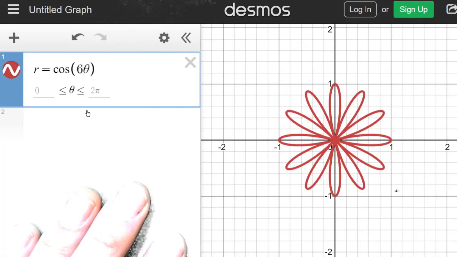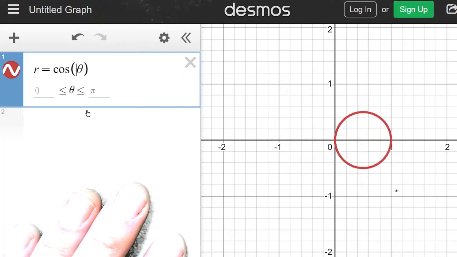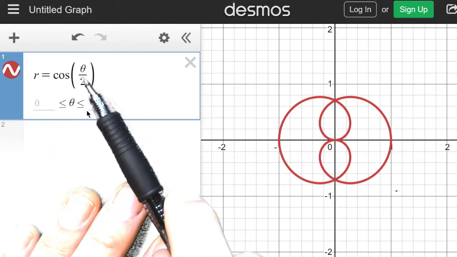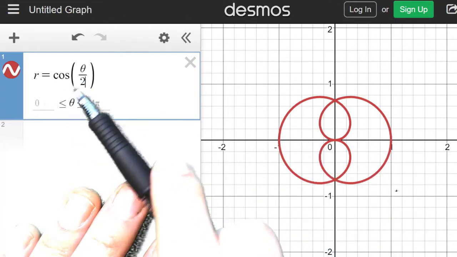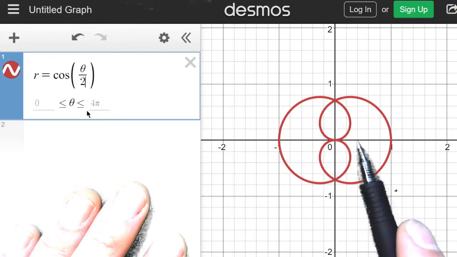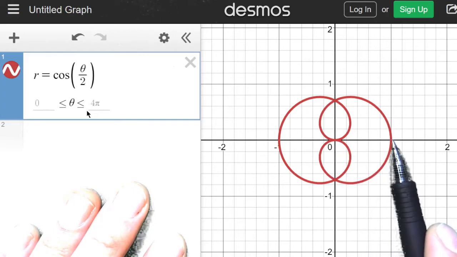Okay. What if we start doing fractions? What if I do theta over 2? What are we going to get? Well, this is interesting. This is an interesting shape. And again, we could reason this out. You should be able to graph this without the need of graphing software. When theta is 0, cosine is 1. So when theta is 0, radius is 1. That's why we're over here.